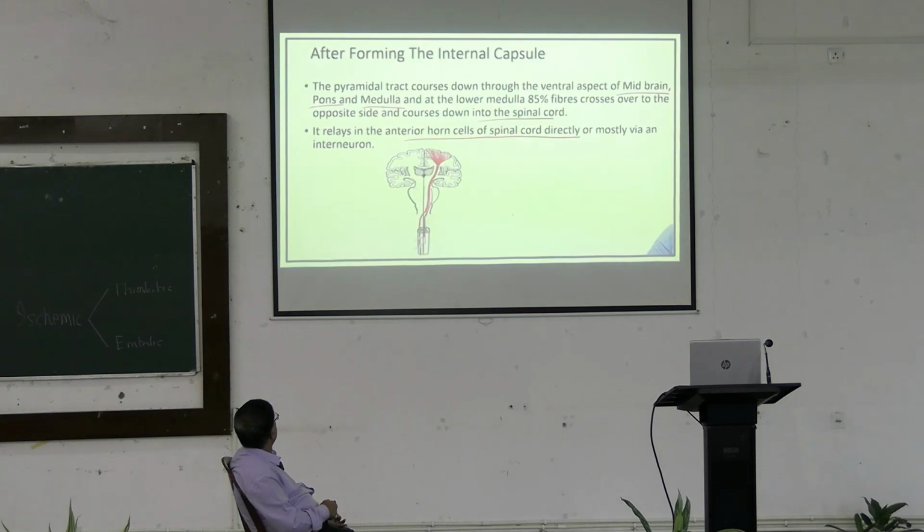In the previous slide you have already seen this: the corona radiata, the internal capsule, then the midbrain and medulla, where it crosses. 85% of the fibers cross to the opposite side, and 15% of the fibers stay on the same side. They mainly supply the central trunk fibers, which do not cross, because the trunk is supplied by both sides, not the limbs.